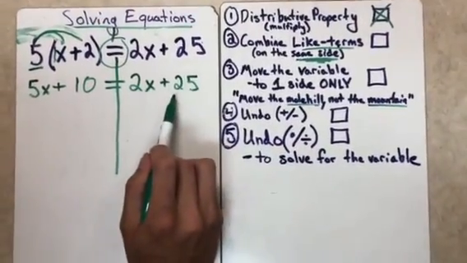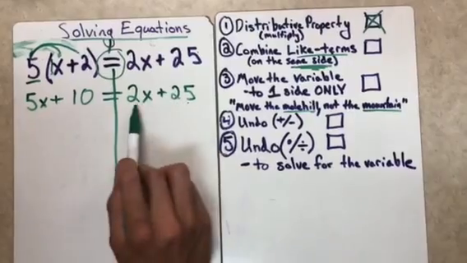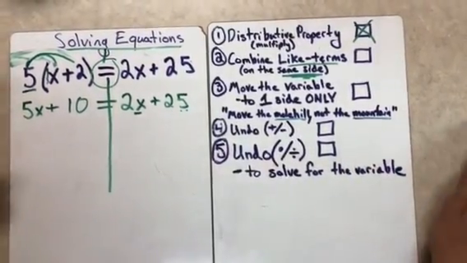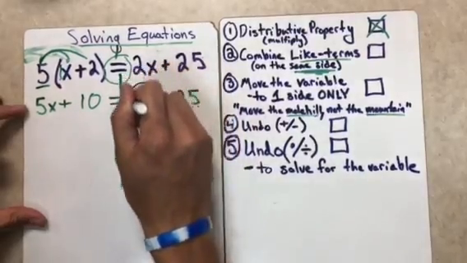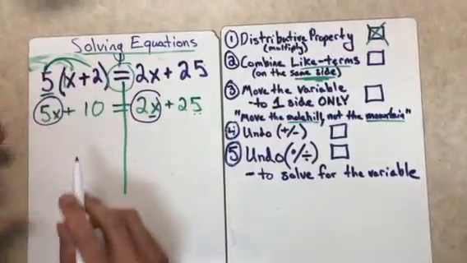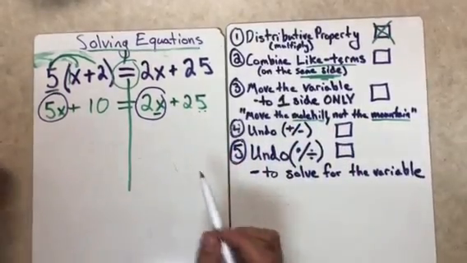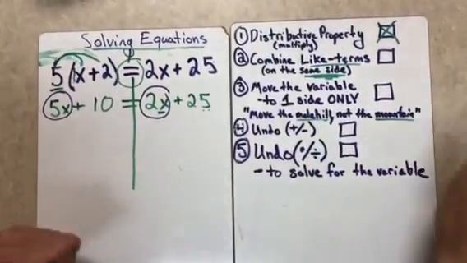On the other side, do we have two like terms? No, this term has an x variable, this term does not. And real quick, you might be confused because hold on, 2x and 5x are like terms because they have the same variable, but are they on the same side? No. Okay, so we're done with step 2.